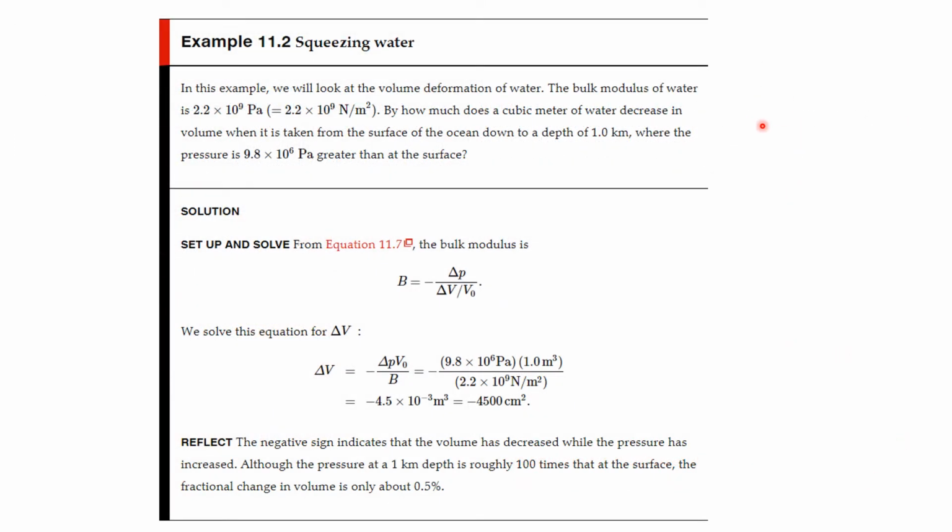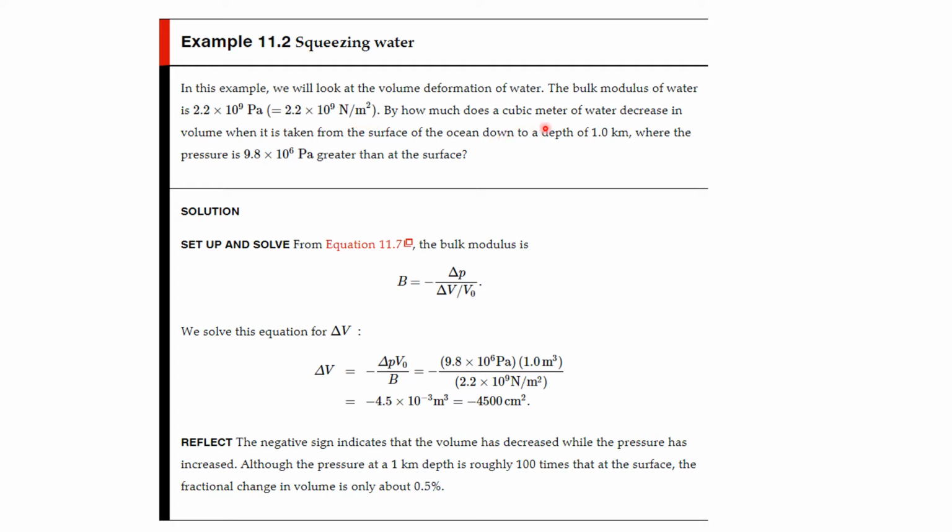And in fact, here's an example that's similar to that one. In the problem in your book, we had an oil spill, but here we have water. So we're going to look at the volume deformation of water. Now, the bulk modulus of water is 2.2 times 10 to the 9th pascals. And a pascal, of course, is a newton per square meter.